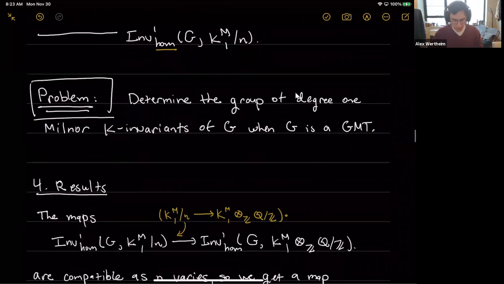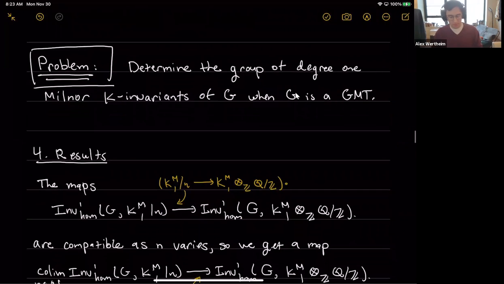So the problem which I address in my paper and which I'd like to talk to you about today is to determine the group of degree 1 Milnor K invariants of G, subject to the condition that G be a group of multiplicative type.